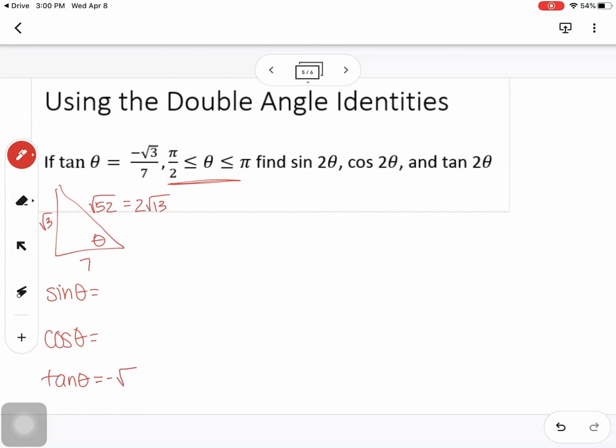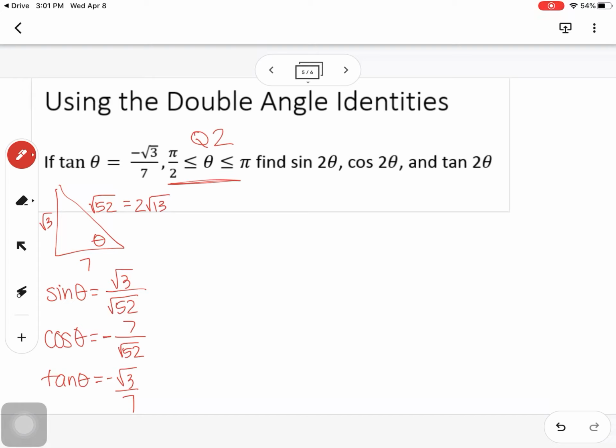Okay, we already knew tangent, so I'm just going to pull this down. It is in quadrant 2, which means sine is positive and cosine is negative, so I'm going to go ahead and label that. Sine of theta is going to give me square root of 3 over, you can leave it as 2 root 13 or square root of 52 here. It's actually easiest to leave it as square root of 52, and I'm going to show you why as we work through this. And then cosine is going to be negative 7 over root 52.